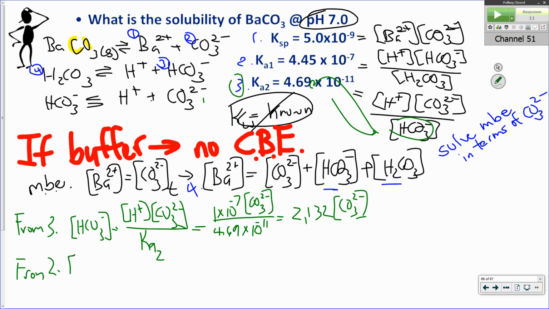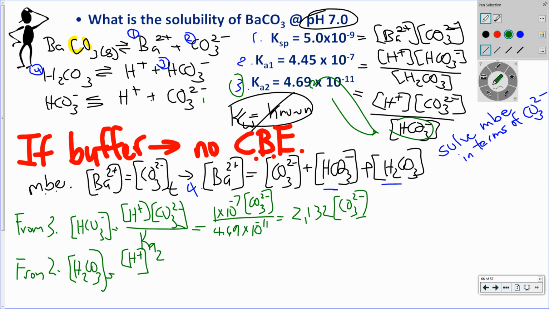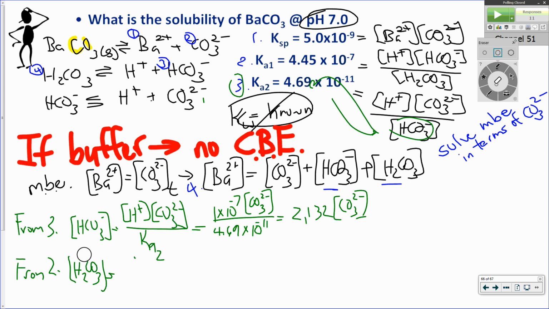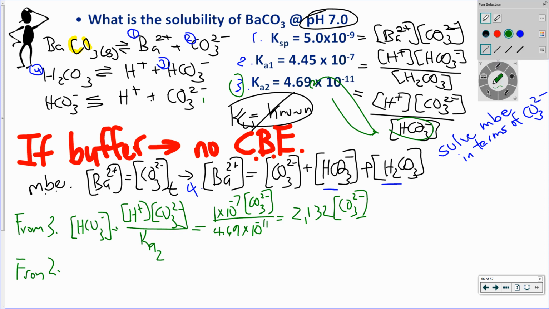From number 2, the carbonic acid is equal to the H plus. Okay, I'm going to change the colors here so those two don't run into each other. Sorry. I'm going to be writing the same thing. Go back to black.